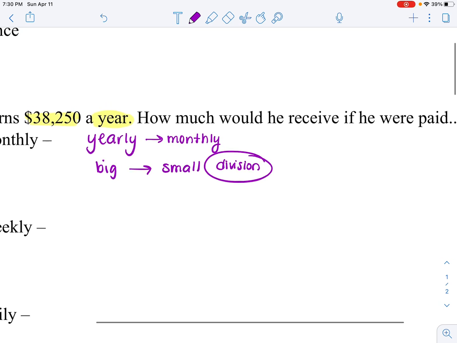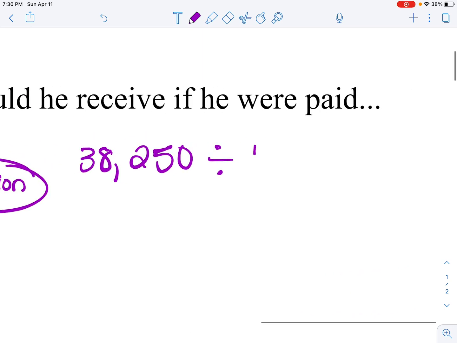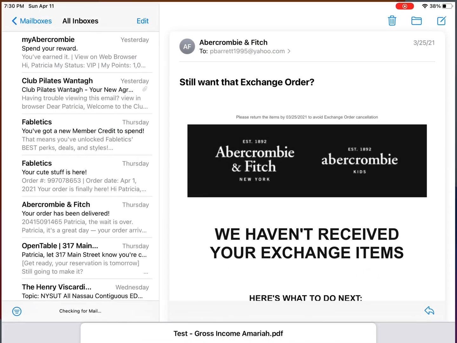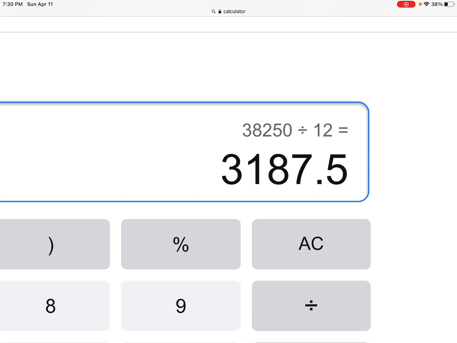Well, we only have one number so far, so we're definitely going to use 38,250. So if that's how much we make in a year, and I want to know how much we're going to make in a month, there's a key number that you have to keep in mind. So how many months are there in a year? The number that connects monthly and yearly is 12. And that's it. So we're going to go to our calculator. 38,250 divided by 12, and our final answer is going to be 3,187.50. So let's write that down.